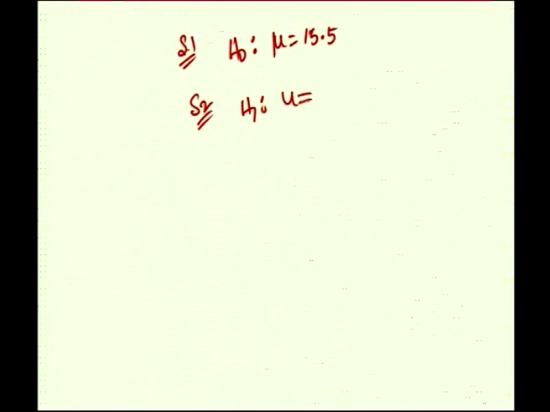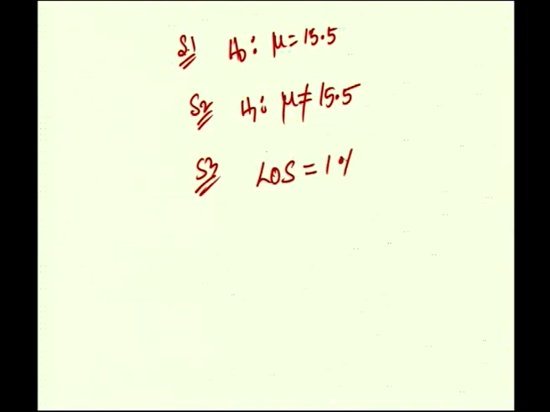H1: mu is not equal to 15.5. Step 3, level of significance, LOS, is 1%, and degrees of freedom, DOF, is n minus 1, n is 10, so 10 minus 1 is 9.